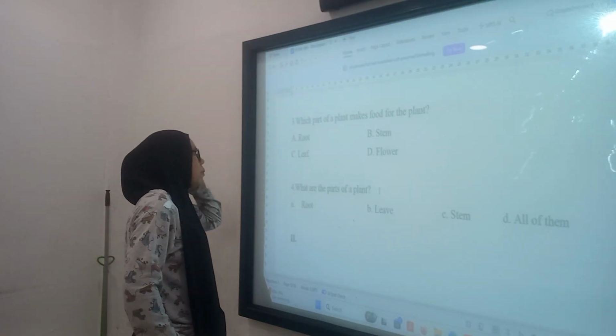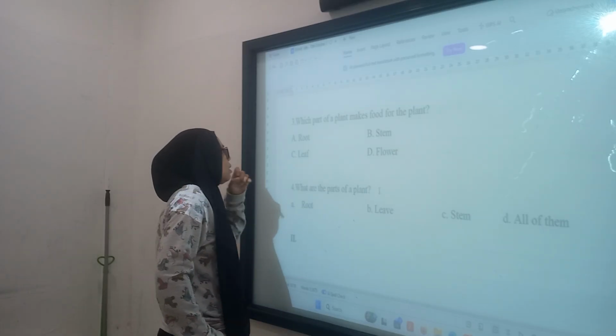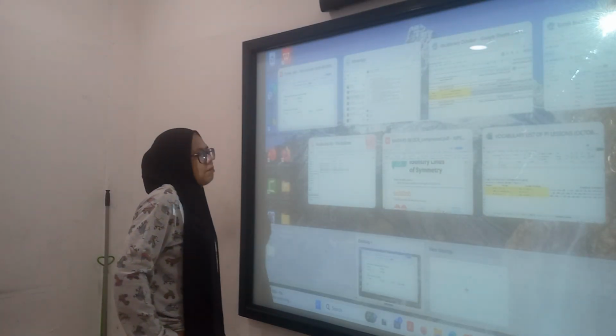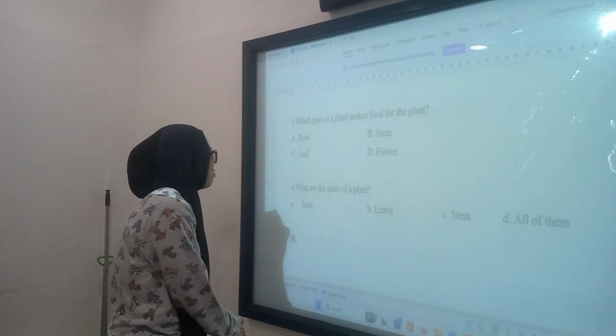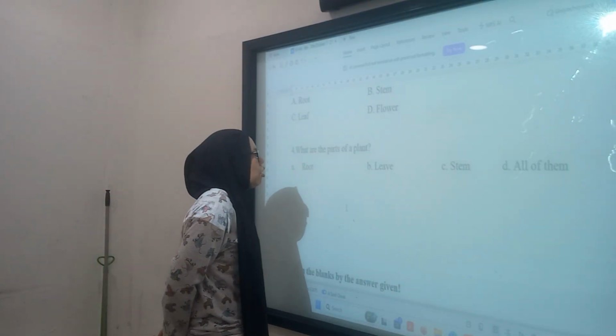Number three: which part of the plants makes food for the plant? The answer is C, leaves. What are the parts of the plant? The answer is D, all of them.